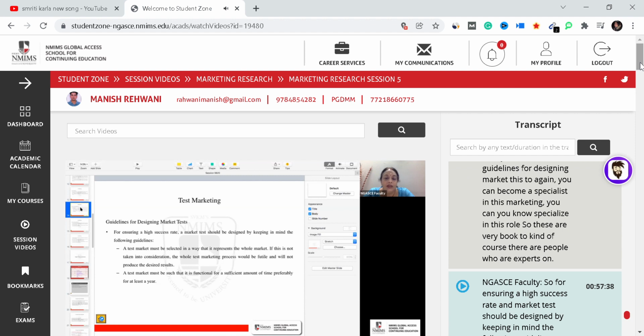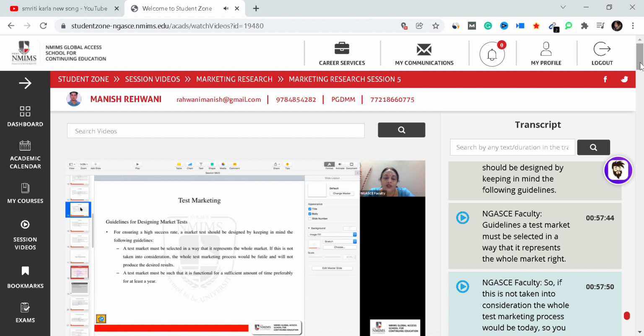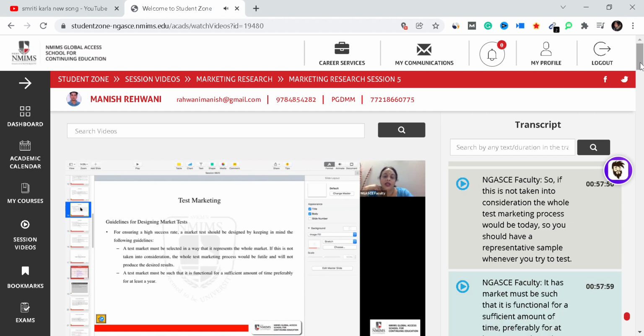A test market must be selected in a way that it represents the whole market. If this is not taken into consideration, the whole test marketing process would be futile. So you should have a representative sample whenever you do a test market. A test market must be functional for a sufficient amount of time, preferably at least a year. I don't know whether that is always possible.